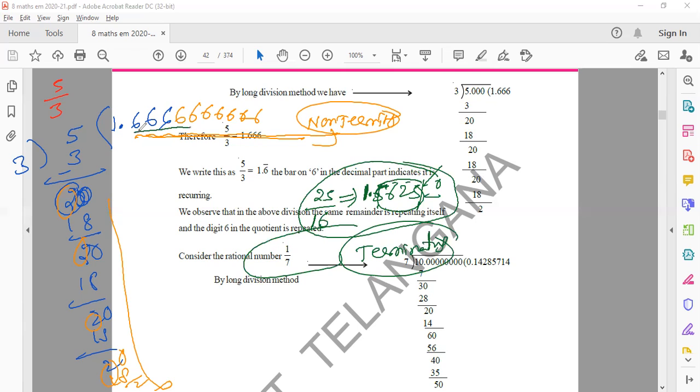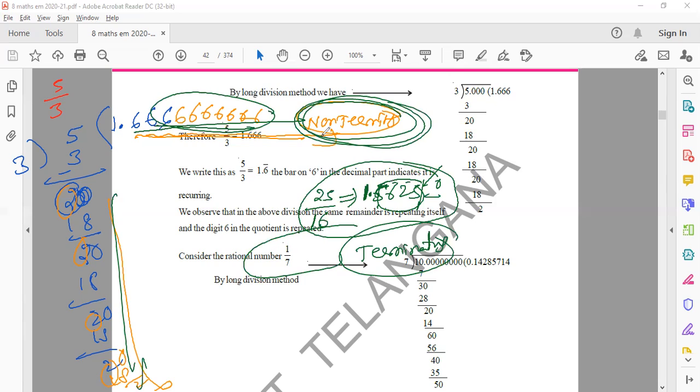This should not stop. The remainder should not be 0. It keeps on continuing. This type is called non-terminating. Next, recurring means a repeated value is coming. Repeated means recurring. Recurring is repeatedly occurring.